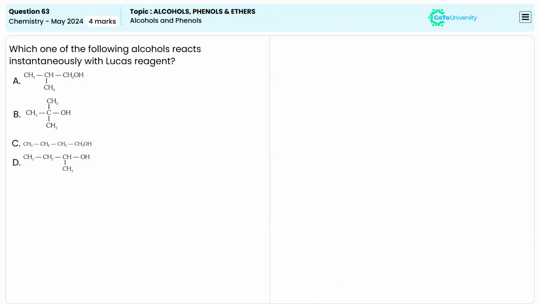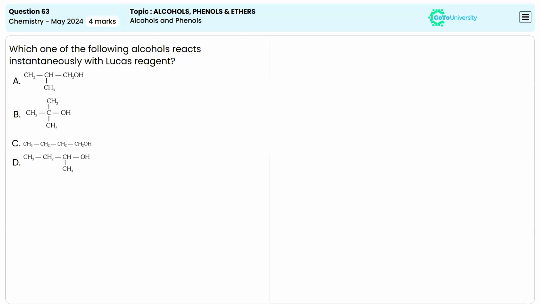Next, let's move to the questions from this chapter. Let's discuss the questions one by one. We have the first question here: which of the following alcohols react instantaneously with Lucas reagent? Here we have different options including primary, secondary, and tertiary. We have to choose the one which reacts instantaneously with Lucas reagent.